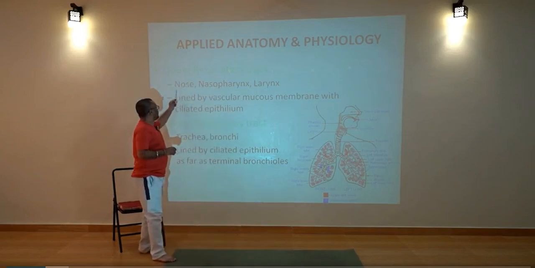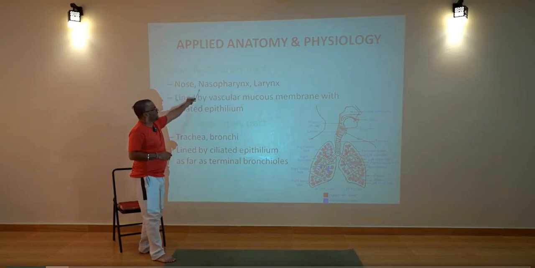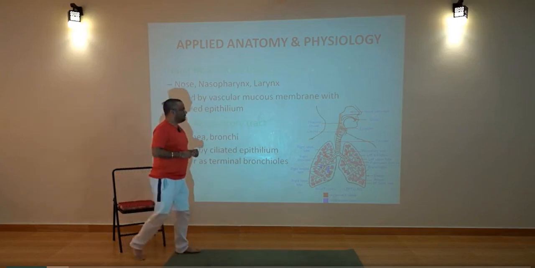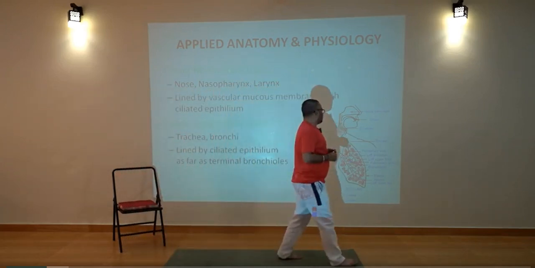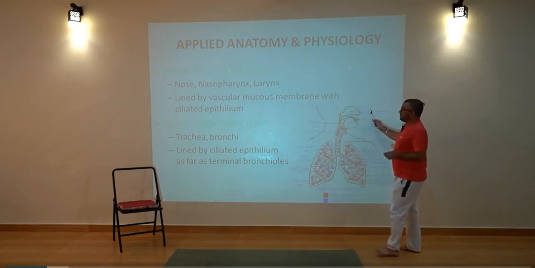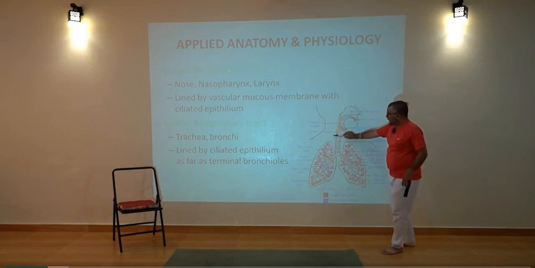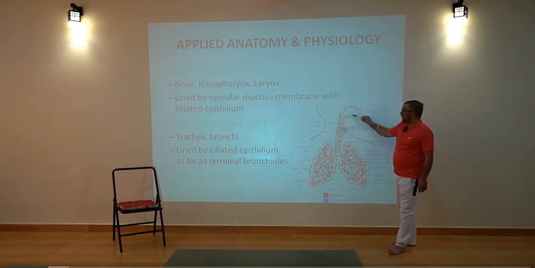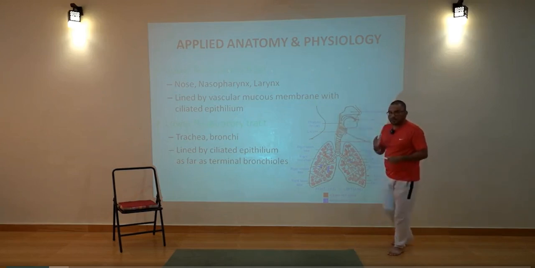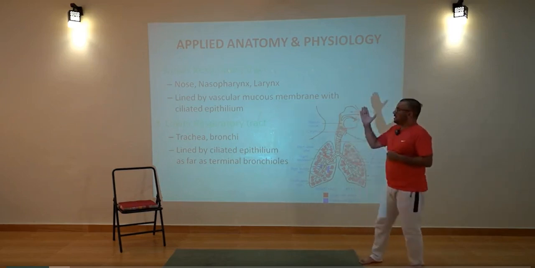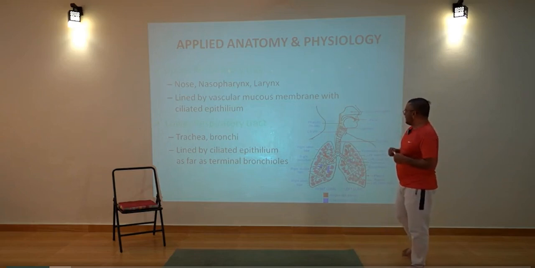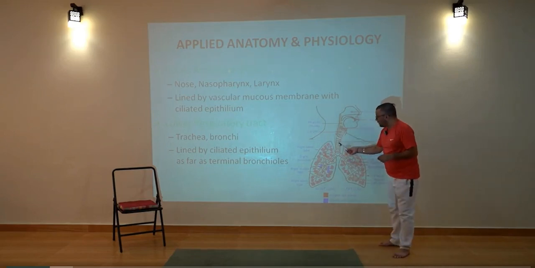The upper respiratory tract has the nose, nasopharynx and larynx, lined by a vascular mucous membrane with ciliated epithelium. So we have the nasal passage here, the nose, this is the nasopharynx area, and the larynx. Up to here is our URT, the upper respiratory tract: the nasal passage, pharynx and larynx. The lower respiratory tract starts from the trachea, that is your air pipe.